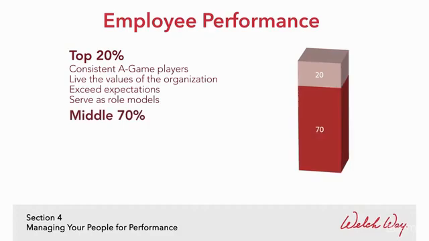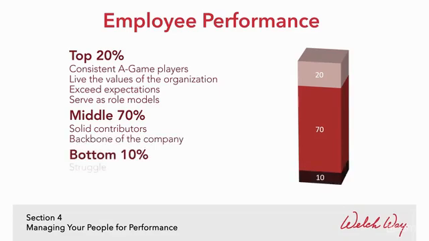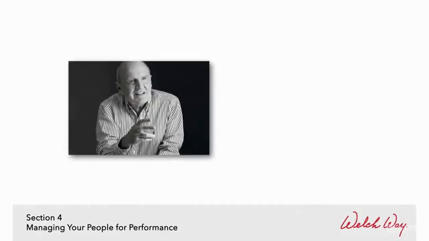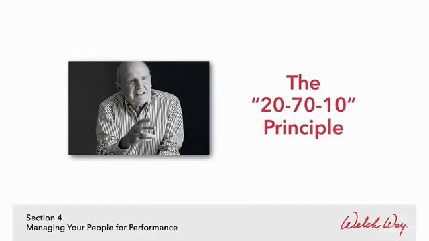There are the middle performers. These are solid contributors and are, in most ways, the backbone of the company. Then there is the bottom group. These people are struggling. They may be consistently missing performance targets, and even worse, they may not be living the mission and values. The interesting thing is that in most organizations, the distribution of performance is pretty consistent. About 20% of your team can be identified as high performers, 70% are middle performers, and 10% fall into the lowest performing category. Jack refers to this as the 20-70-10 principle.